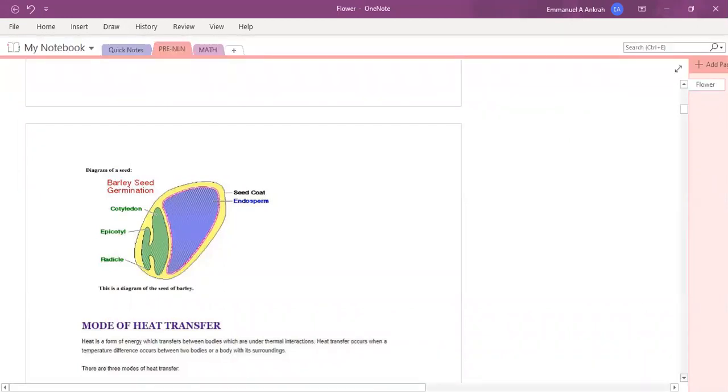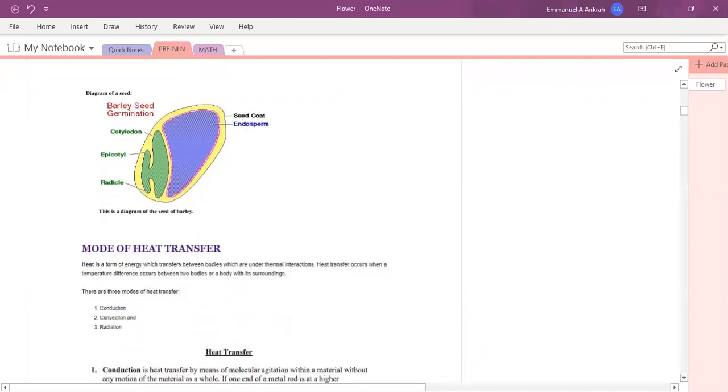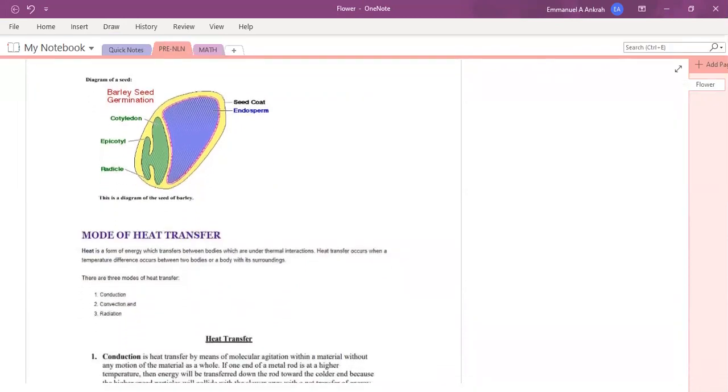So we're going to look at the seed. I have the diagram here. This is like the Bailey seed, so it has the features that we want to illustrate. The seed has an outer coat, a covering. It's called a seed coat. The seed coat, all right.